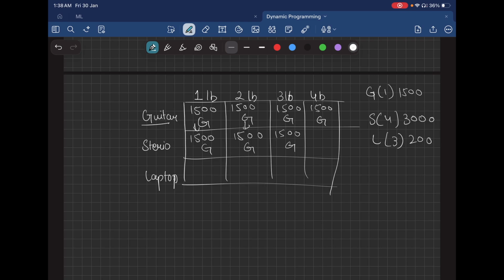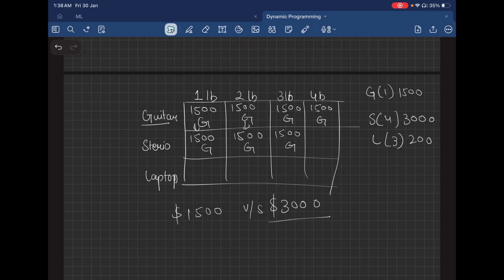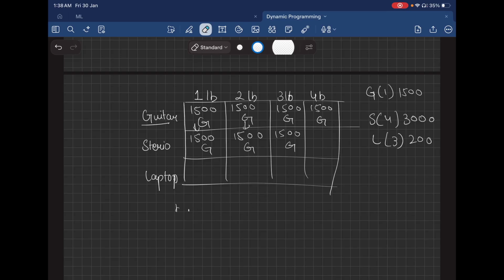Now, for 4 pounds, since we now have the capacity of four, we can look at the stereo. The problem here is whether we choose the guitar for 1500, which gives us a value of $1500, or we choose the stereo, which gives us a value of 3000. Well, the choice is very simple, right? Of course, this. So simply this is 3000 for the stereo, right?